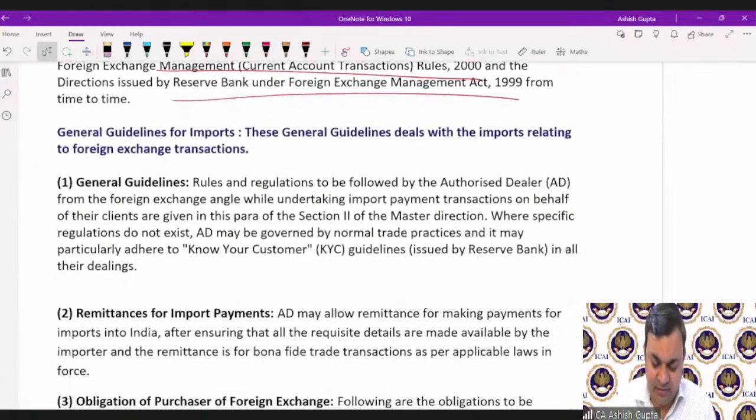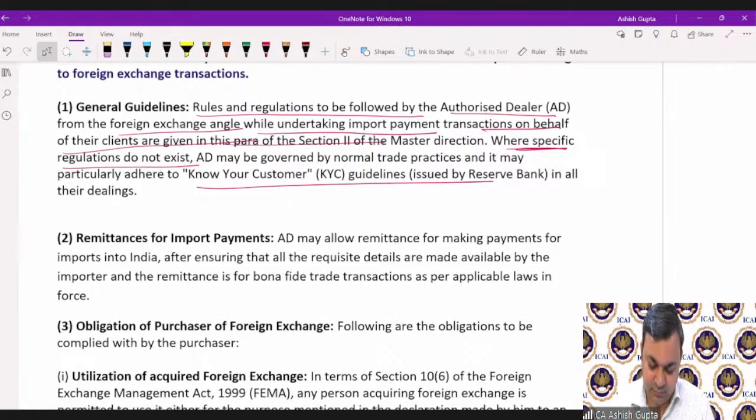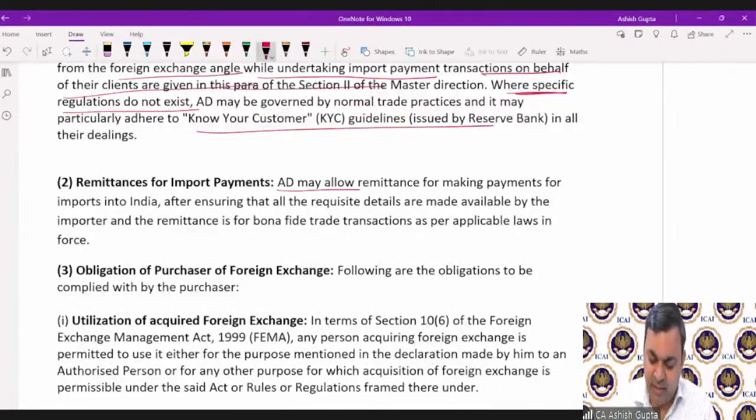General guideline for import: the rules and regulations are to be followed by the AD from the foreign exchange angle while undertaking import payment transactions on behalf of their client, as given in para 2 of the master direction. Where any specific regulation does not exist, the AD may be governed by normal trade practices, and you need to comply with the KYC regulations also. Second point, the AD may allow remittance for making payment for import into India after ensuring that all the requisite details are made available by the importer, and the remittance is bona fide, meaning good faith.